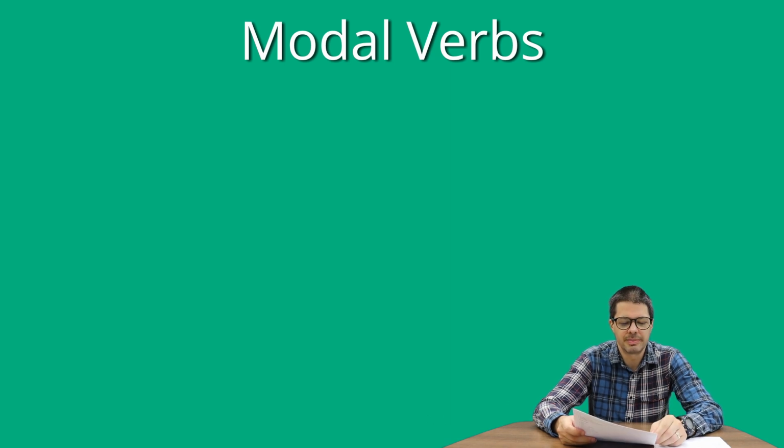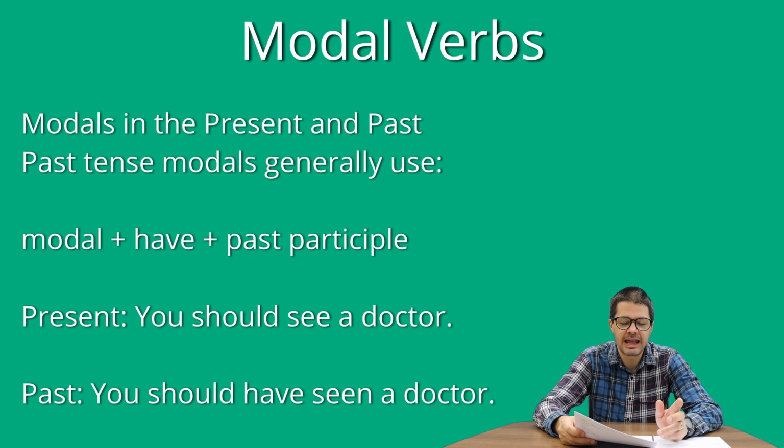What's weird about modals in the past and present is modal verbs have past tense and present tense, right? Can and could. Can is present tense. Could is past tense. But they don't work that way exactly and usually. Instead, in the past we add have and the past participle to the main verb. So for example, in the present tense, you should see a doctor. But in the past tense, you should have seen a doctor. Giving advice, but it's too late to accept the advice.